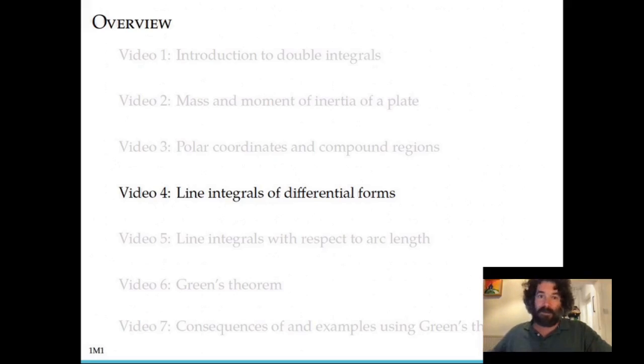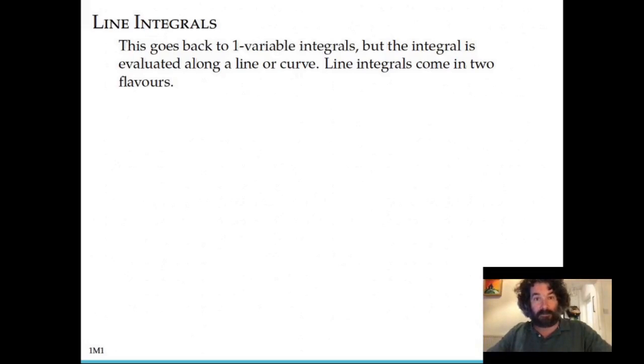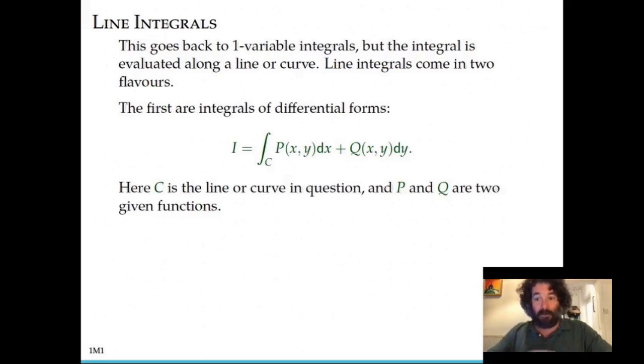So what are line integrals of differential forms? As I said, a line integral is a one-dimensional integral but evaluated along a line or a curve in 2 dimensions. And the first type of line integral, the first flavor, is a line integral of a differential form, as I said. And so the integral takes the form that's shown here on the slide.